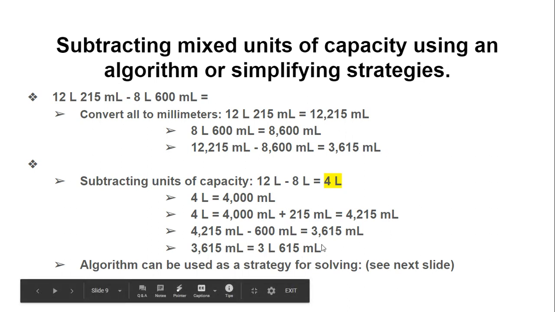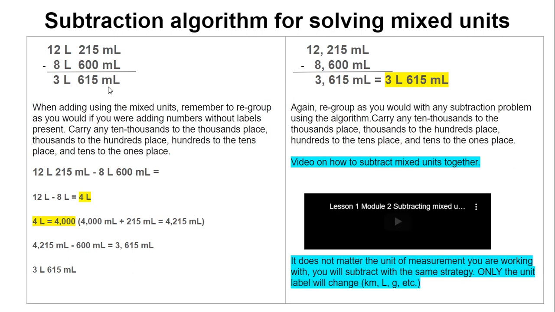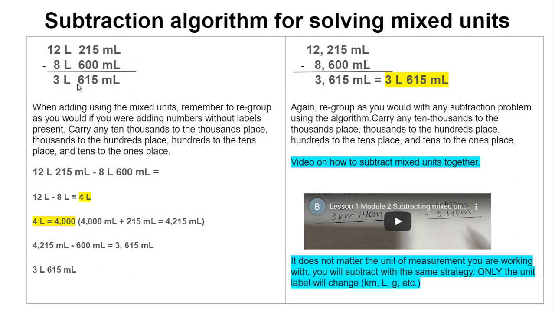Again, converting in the end so that I have 3 liters, 615 milliliters. An algorithm can also be used for this strategy. So I've set it up so you can see all of my milliliters line up, my liters line up. I can convert everything to milliliters and subtract. Again, I can focus just on specifically liters first, then subtract off my milliliters. Again, I have embedded a video.